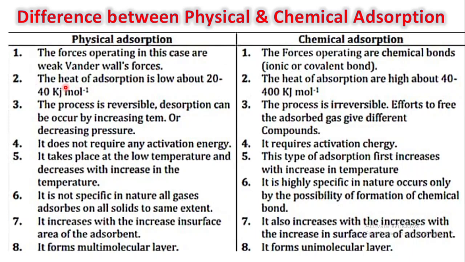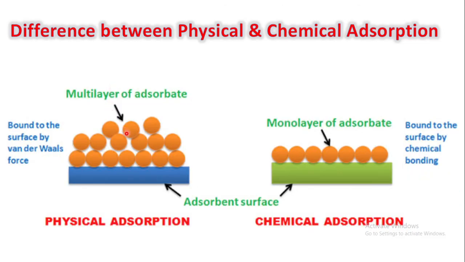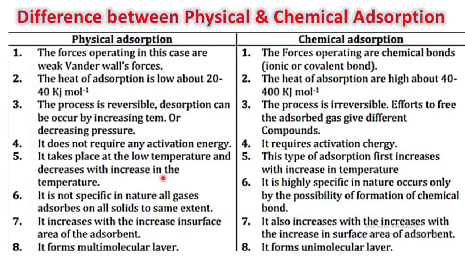In physical adsorption, the heat of adsorption is low, nearly equal to 20 to 40 kilojoule per mole. Heat of adsorption means the amount of heat evolved when the molecules of adsorbate get adsorbed on the surface of the adsorbent. In case of chemical adsorption, the heat of adsorption is high, nearly equal to 40 to 400 kilojoule per mole.